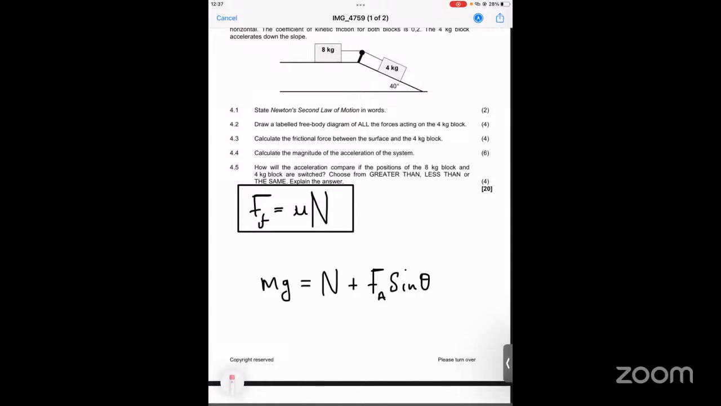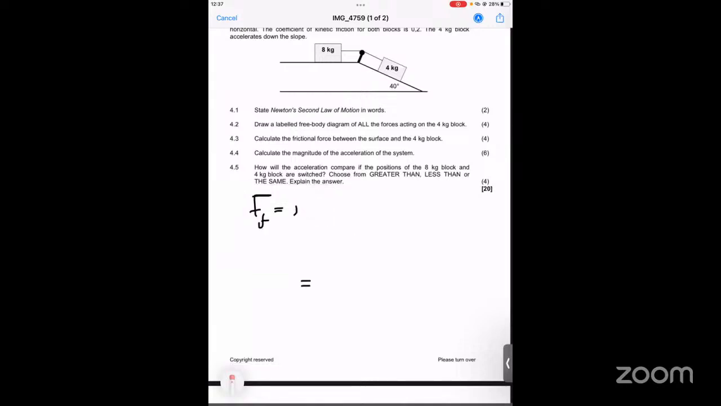Okay, and let's see what else. Okay, so now take your time to look at question 4.4, where they want you to calculate the magnitude of the acceleration of the system. Can you see that question?